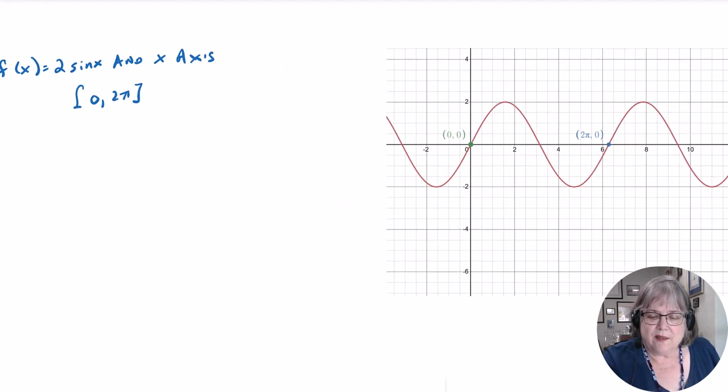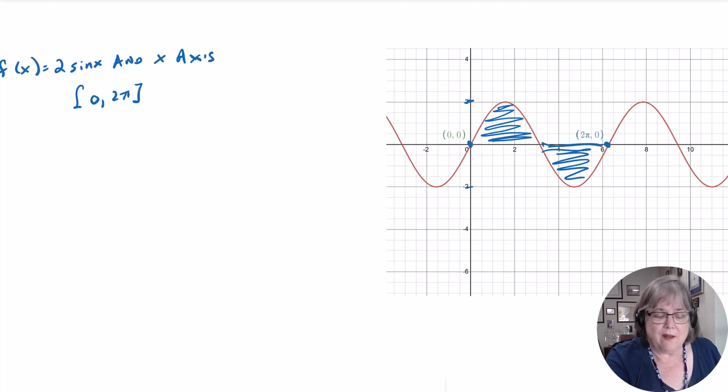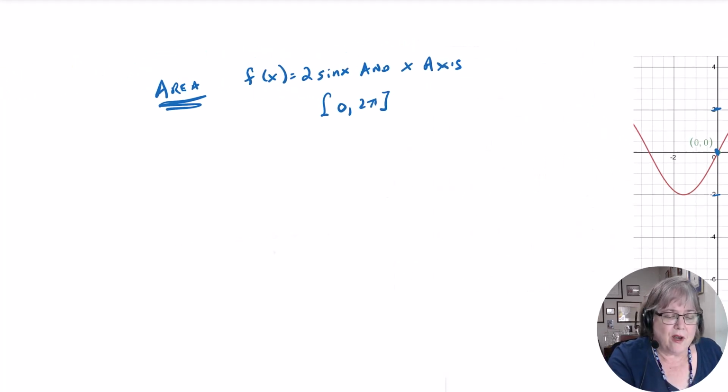You see its amplitude is 2, right? It's going to go up to 2, down to negative 2. Here's 0, here's 2 pi. And notice that this first section is positive, and this second section is a negative area because the y values are negative, and negative y times this base up here is going to be a negative area. So I have to compensate for that.